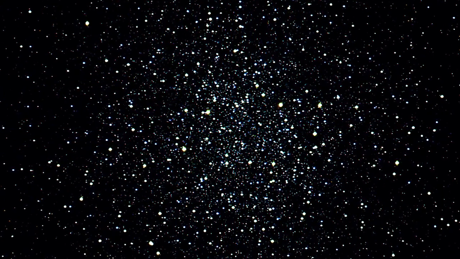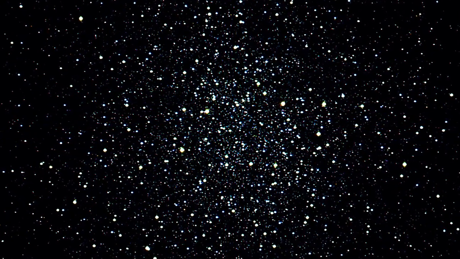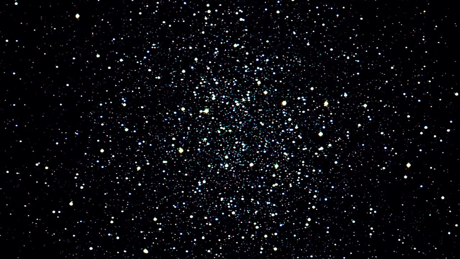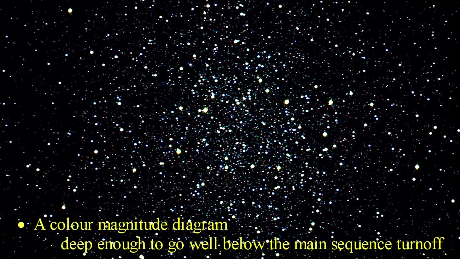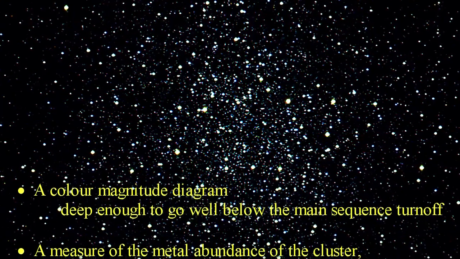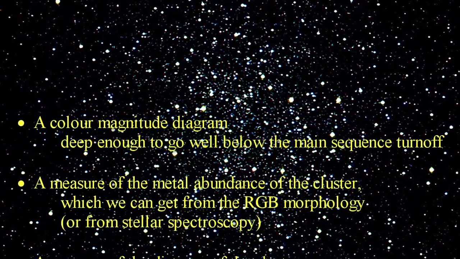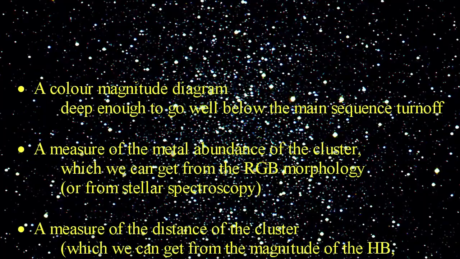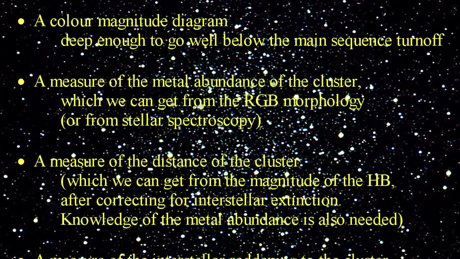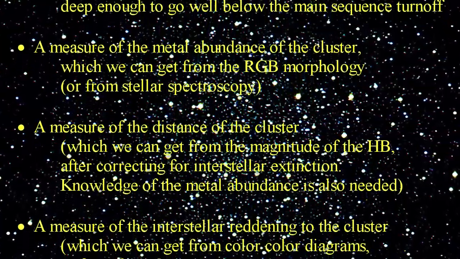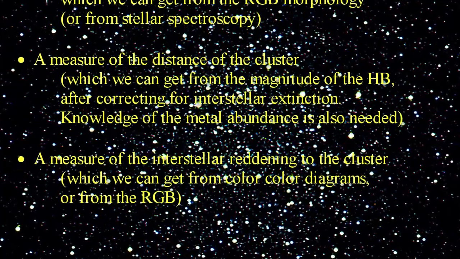From the discussion of the basic characteristics of the color magnitude diagram of a globular cluster, we can conclude that in order to measure the age of a globular cluster, we need, on the observational side, a color magnitude diagram deep enough to go well below the main sequence turn-off, a measure of the metal abundance of the cluster, which we can get from the RGB morphology or from stellar spectroscopy, a measure of the distance of the cluster, which we can get from the magnitude of the horizontal branch after correcting for interstellar extinction.